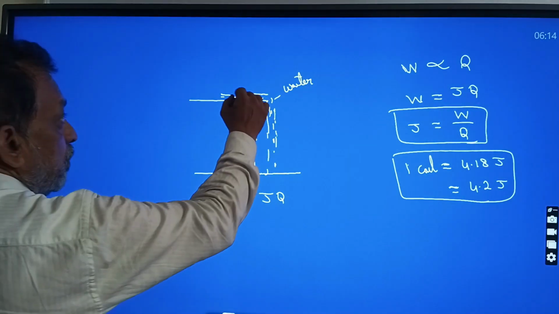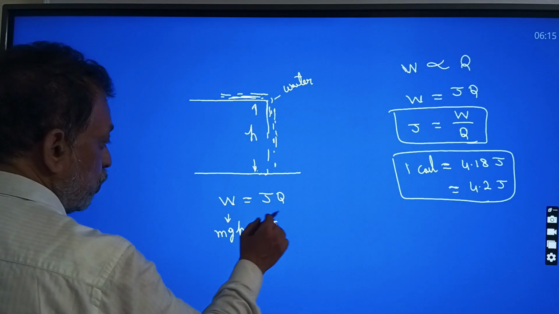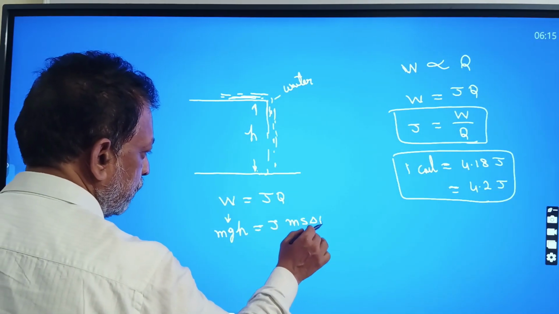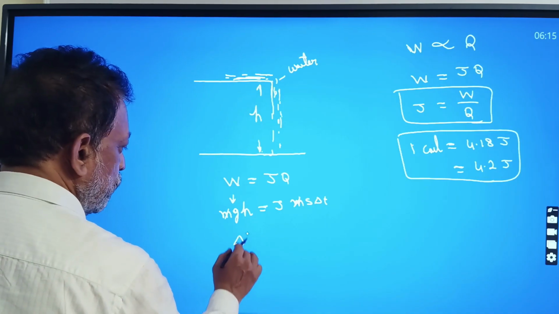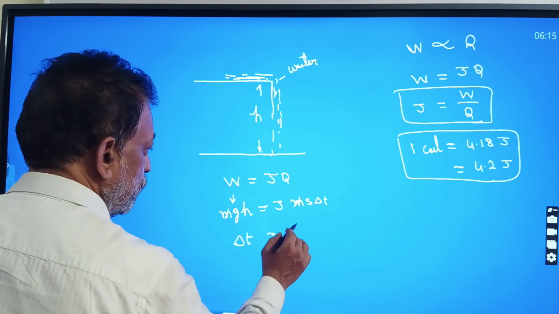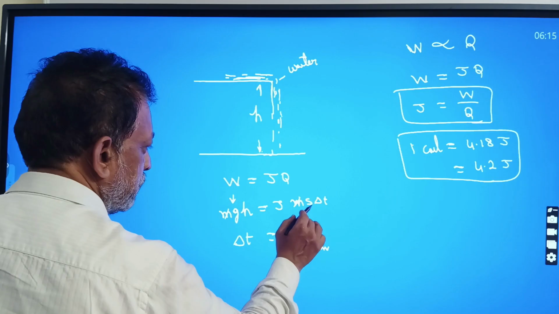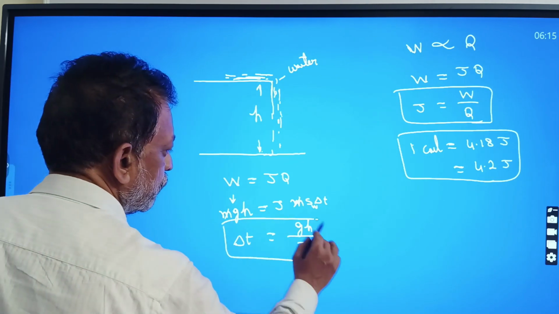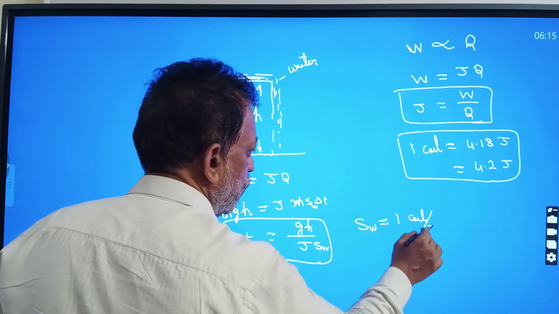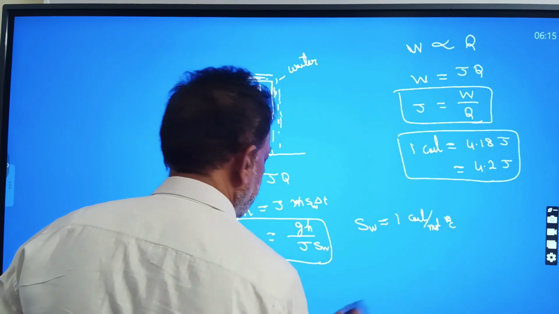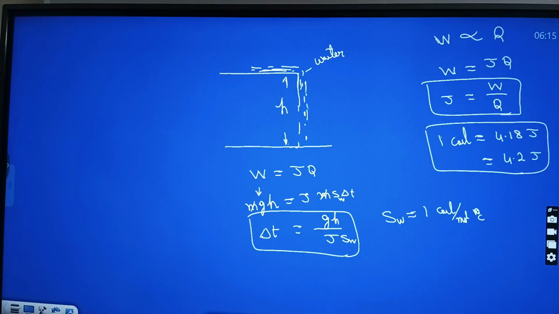So the work done is equal to JQ. What is the work done? Potential energy mgh is equal to J times Q, where Q is mass into specific heat into delta T. So the mass cancels, and the rise in temperature delta T is equal to gh by J, with the specific heat of water equal to 1 calorie per gram per degree centigrade.